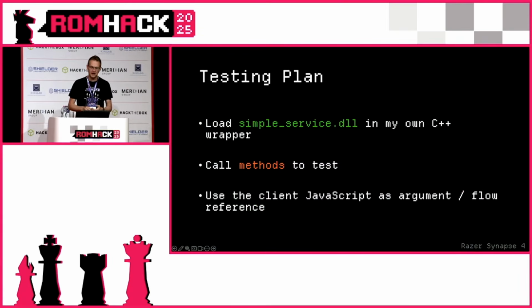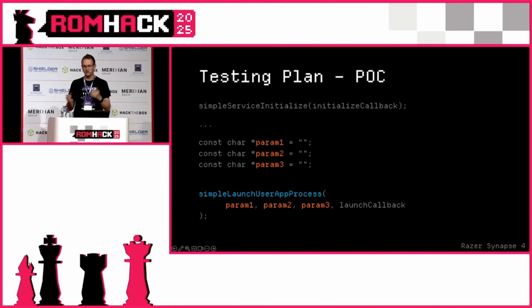So to inspect how some of this stuff worked, I decided I'm just going to write some very simple C++ that also loads the simple service DLL, calls those methods, and if I need to, uses the JavaScript world to understand what some of the argument references might be. Should I pass integers, strings, what do they look like? In addition to, in which sequence should I be calling these things? In short, it's a bit of a more complex POC, but what you really get down to is this one function called simple launch user app process, which took 3 string arguments and a callback, a pointer to a callback.